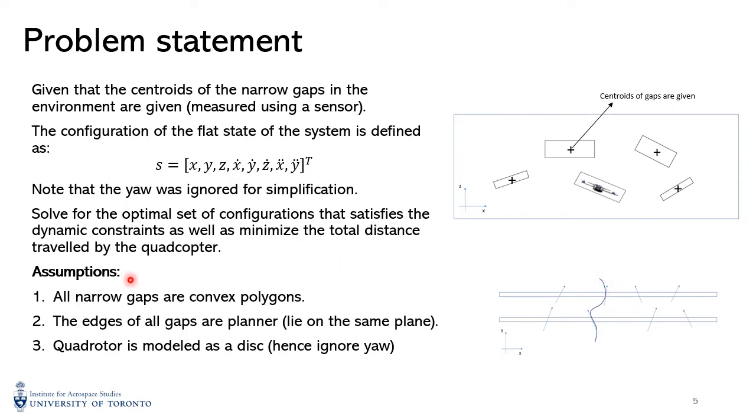So just a couple of assumptions. First, we're going to assume that all the narrow gaps are convex polygons, and that will help in simplifying the collision checks. Also, we're going to assume that all the edges of the gaps are planar, so all the edges of the opening lie on the same plane. And finally, we're going to assume that the quadrotor is modeled as a disk, and hence that's why we ignored the yaw in the configuration.